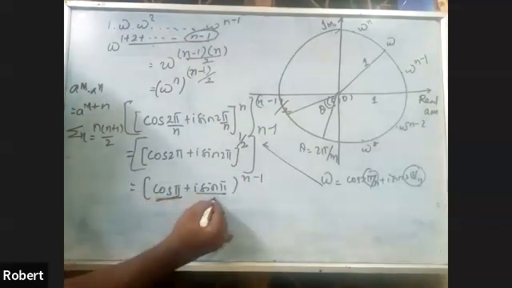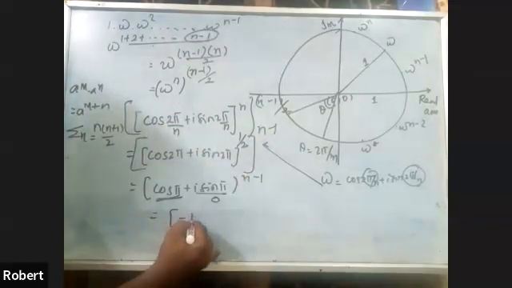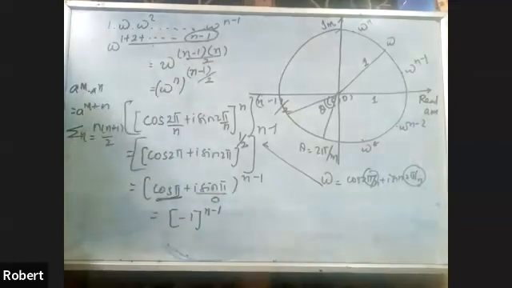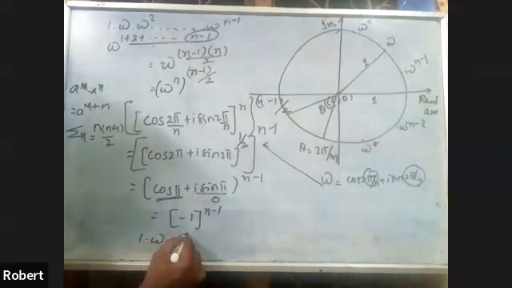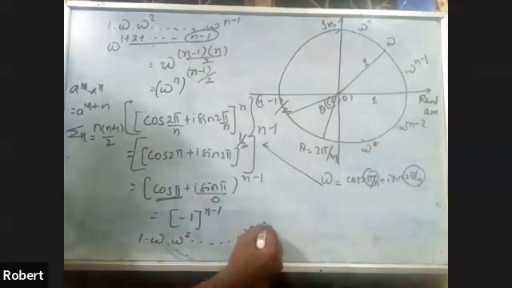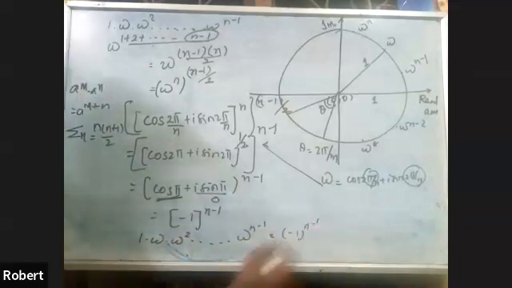Minus 1. Sin pi is 0. But therefore, this is equal to minus 1 power n minus 1. This is the last result. Therefore, the product of all the nth roots of unity becomes minus 1 power n minus 1.